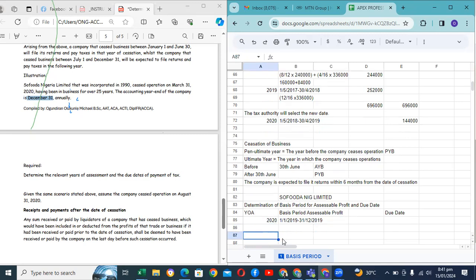Now, he then ceased the operation. When did he cease the operation? 31st March 2020. So I will start a day after this date, 1st January 2020 to 31st March 2020. The question would then be, is it before 30th June? Yes. So it's going to be 2020 year of assessment.